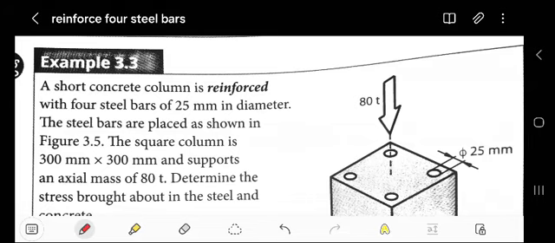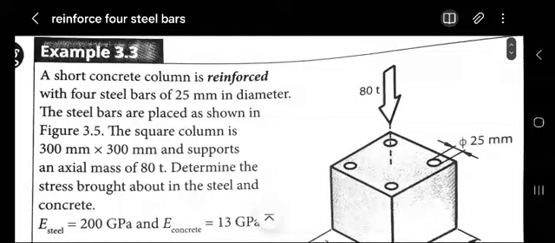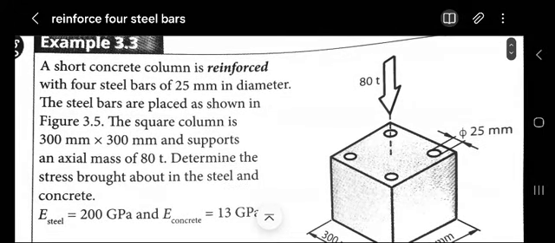Today we'll be dealing again with the strength of material N5. We're still under parallel bars, right? So yeah, we have given example 3.3.